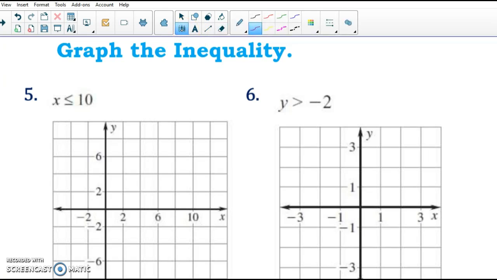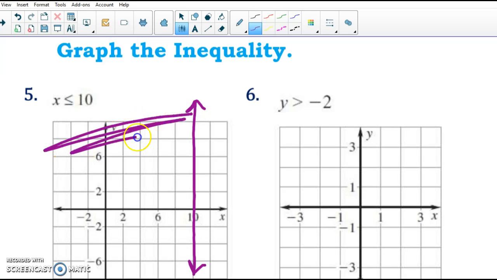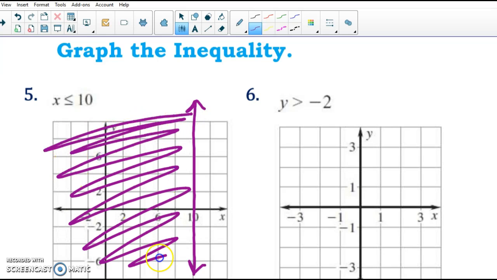And I know in this case it's going to be a, excuse me, solid line because it says less than or equal to. I'm going to draw my boundary line, a solid line at x equals 10. That solid line shows that the line itself is part of my solution set. And now I'm going to shade everything to the left, everything that's less than 10.